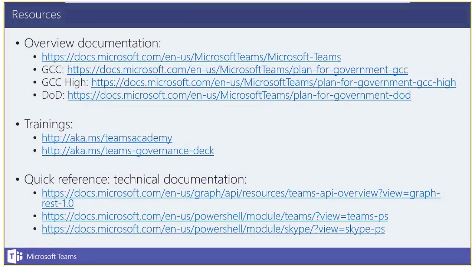So there are a set of resources for how you can plan your own governance experience. There's a set of overview docs just around Microsoft Teams and planning for the different government clouds, a set of rich admin trainings, and then some quick reference for technical documentation around Teams and the Teams Graph APIs and the Teams and Skype for Business PowerShell modules.